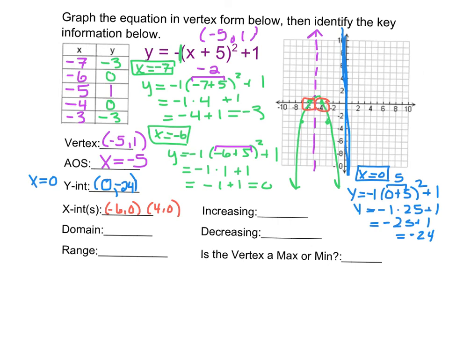Then from here, our domain, we're noticing the graph goes forever to the left and forever to the right. So that's simply all real numbers. And then our range, we start here at y is equal to 1 and we go down. So our range is y is less than or equal to 1.